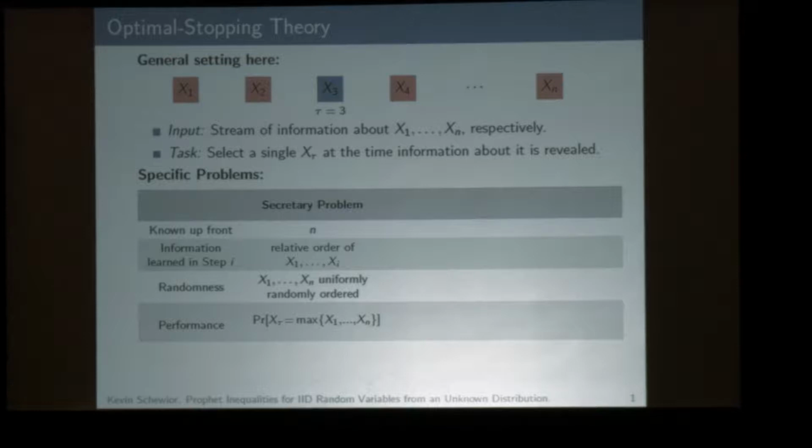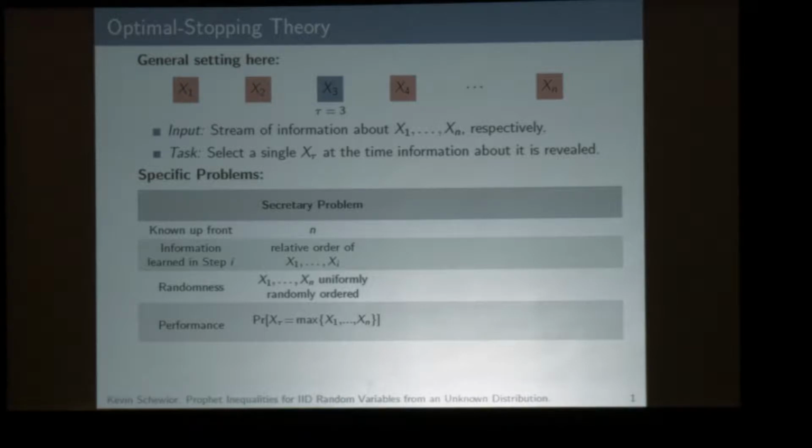In the secretary problem, what's known up front is only n, the number of entities. And the information that's learned in step i is the relative order of the prefix seen so far, that is, where the current entity xi fits into the order of the prefix. There's some randomness here: the order on all the entities is uniformly random, and the performance of an algorithm is measured by the probability with which it selects the maximum entity. The goal is to maximize this worst case guarantee as n goes to infinity, and it's well known that the best achievable worst case guarantee is 1 over e here.